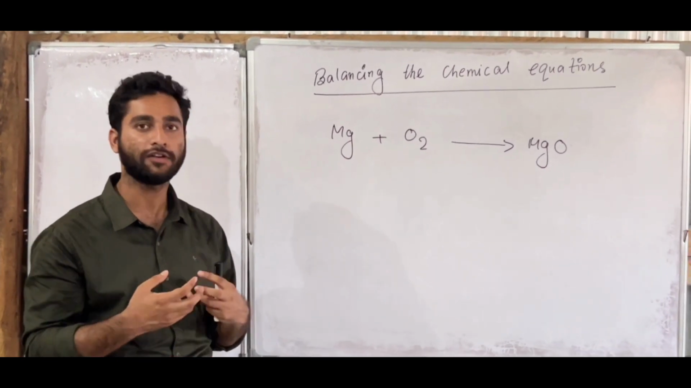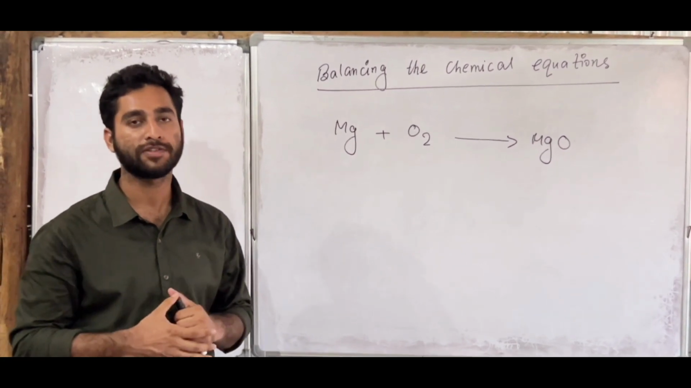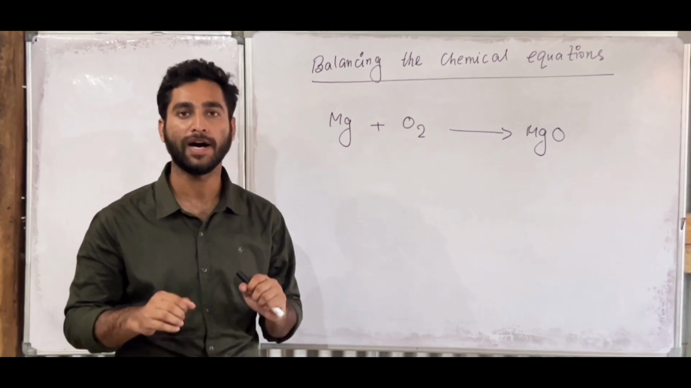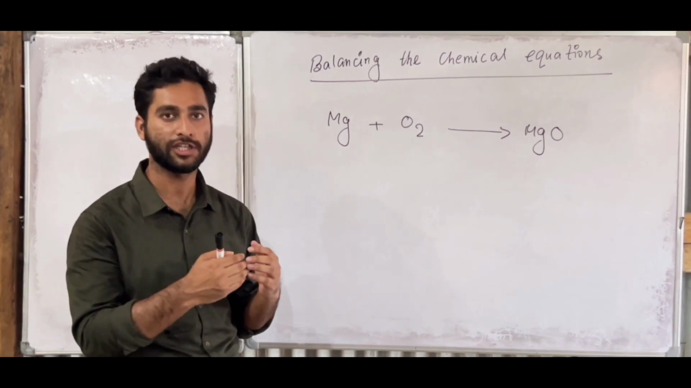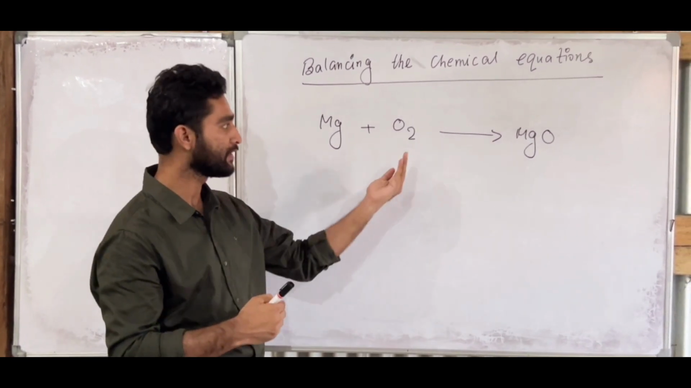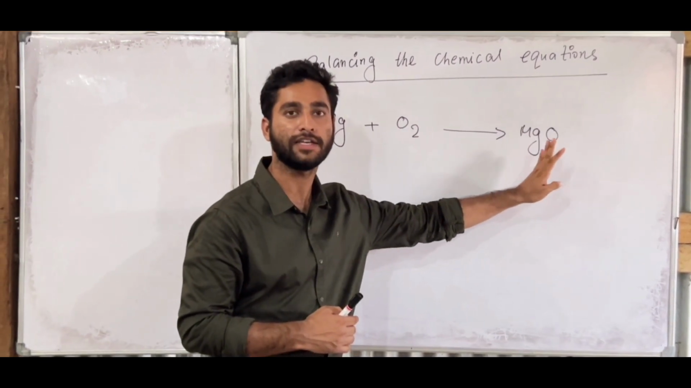Now the question is, why do we need to balance the chemical equation? From the law of conservation of mass, we know that mass can neither be created nor be destroyed. So in a chemical reaction, the amount of mass on the reactant side should be equal to the amount of mass on the product side.